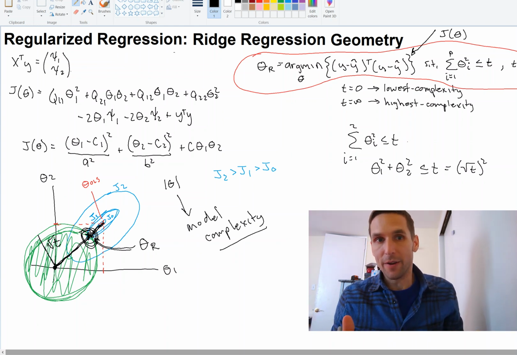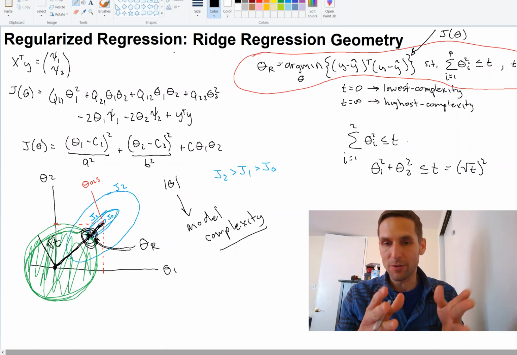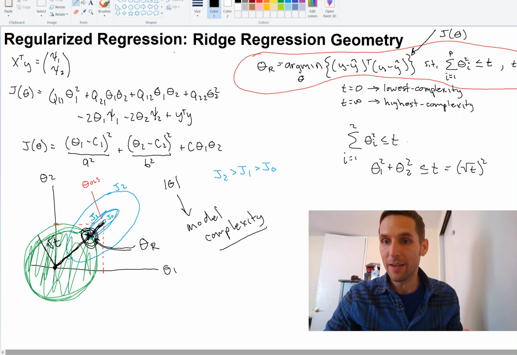So that's it for ridge regression, and the next thing we're going to look at is still regularized regression, but it's called the lasso regression, and it's a little bit different. It has its own sort of geometry, and so we're going to use geometry in order to compare the two regularized regressions. So let's take a look at that in the next video.